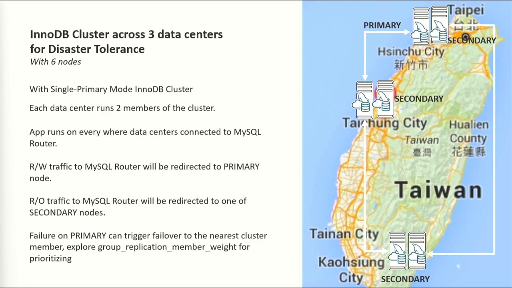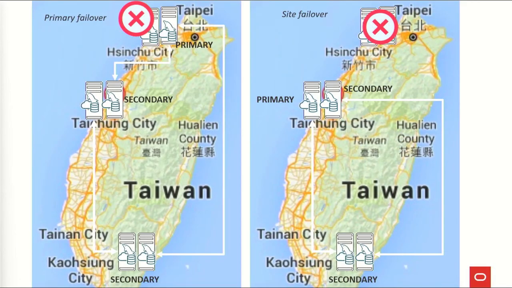A better design is actually to have a six-node InnoDB Cluster across three data centers. So each data center will run two nodes of the InnoDB Cluster. Whenever a disaster happens, for example the primary node of the InnoDB Cluster fails at the Taipei data center, it will trigger automatic failover to another node running at the Taipei data center.